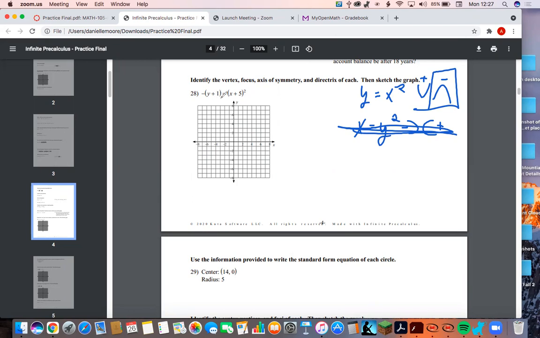And that's just a matter of the new zeros. That's new zero is negative 5, and new zero is negative 1 for the y value. So negative 5, negative 1. Where's negative 5? Negative 5, negative 1. Here's our vertex.